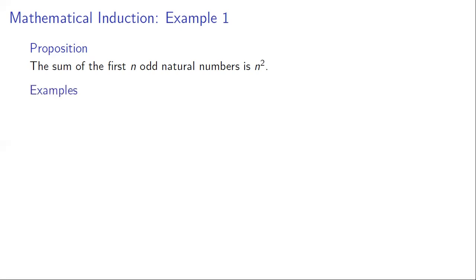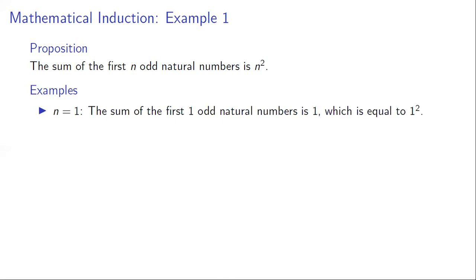So for example, let's say n is equal to 1. What is that saying? The sum of the first 1 odd natural numbers is just 1, because I just have that one number. 1 is the first odd natural number, and I just take that number by itself, it's 1, which is equal to 1 squared. In other words, n squared, right? So it works for n equals 1.